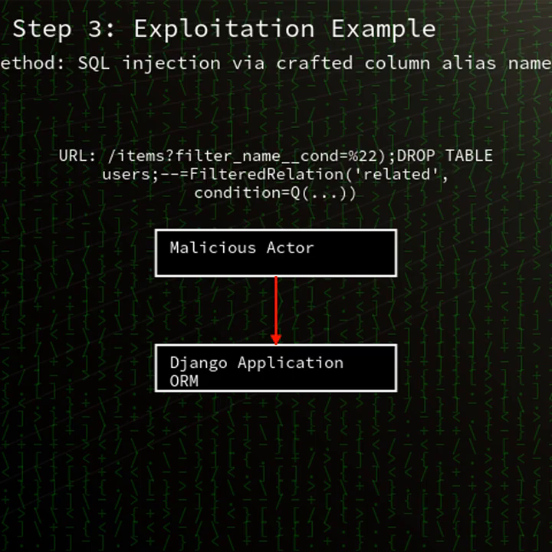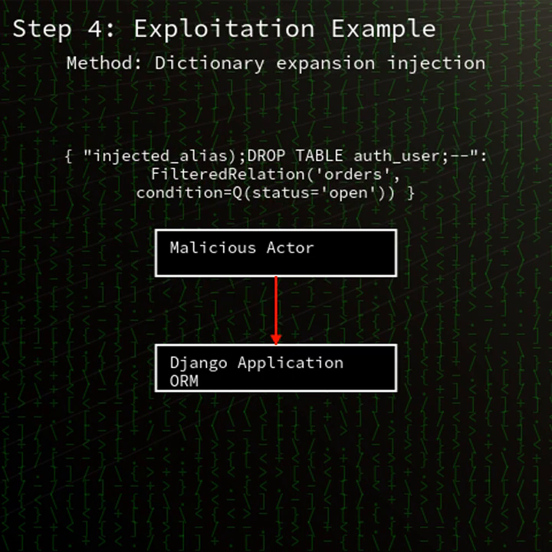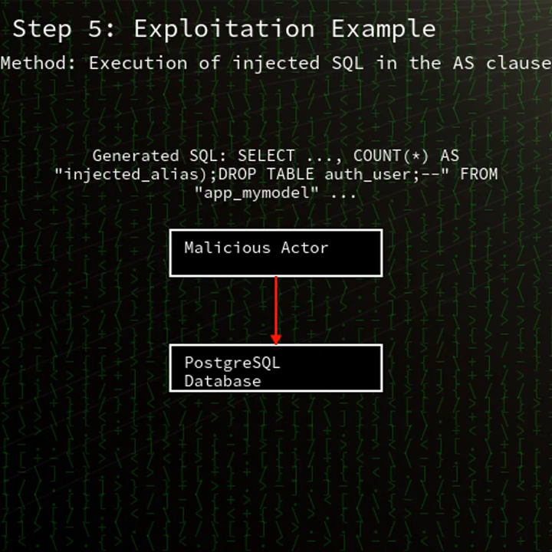CWE-89, improper neutralization of special elements used in an SQL command, SQL injection. The flaw resides in how FilteredRelation constructs column aliases when receiving arbitrary key names via kwargs. On PostgreSQL backends, a maliciously crafted alias key can inject raw SQL, bypassing the ORM's usual safeguards.